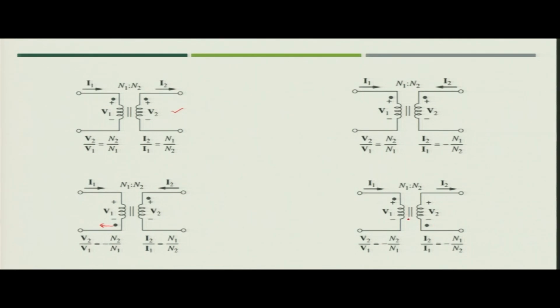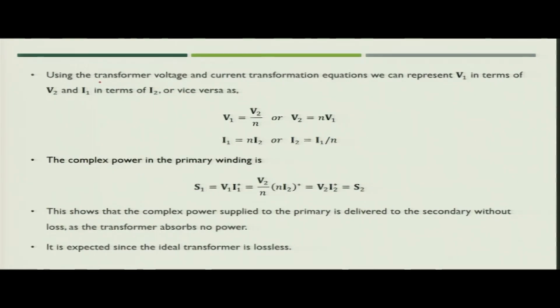Now, in the fourth case, you will see the polarity of voltage is changed. So, that is why V2 by V1 is equal to minus N2 by N1. Current is also changed because one is going inside the dotted terminal, and at this point also it is going inside the dotted terminal. So, I2 by I1 will also become minus N1 by N2. So, this is what we discussed in the last class. Now, let us see other aspects of the transformer.